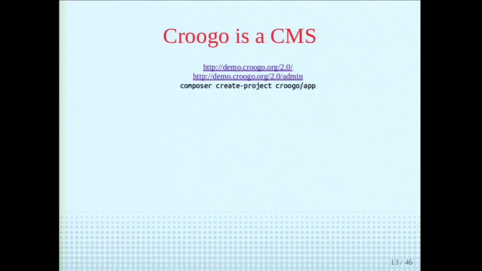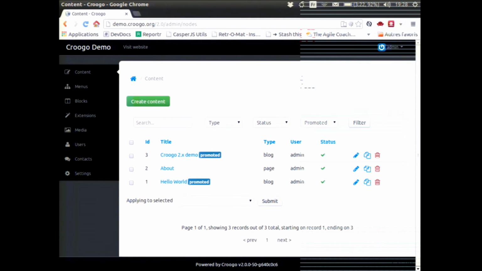So now, here's the serious thing. If you want to see what Croogo is right now, there is an online demonstration where you can play with it. You can also just do Composer create-project, Croogo app, and you will have a working Croogo application ready to start. Here is how it looks.